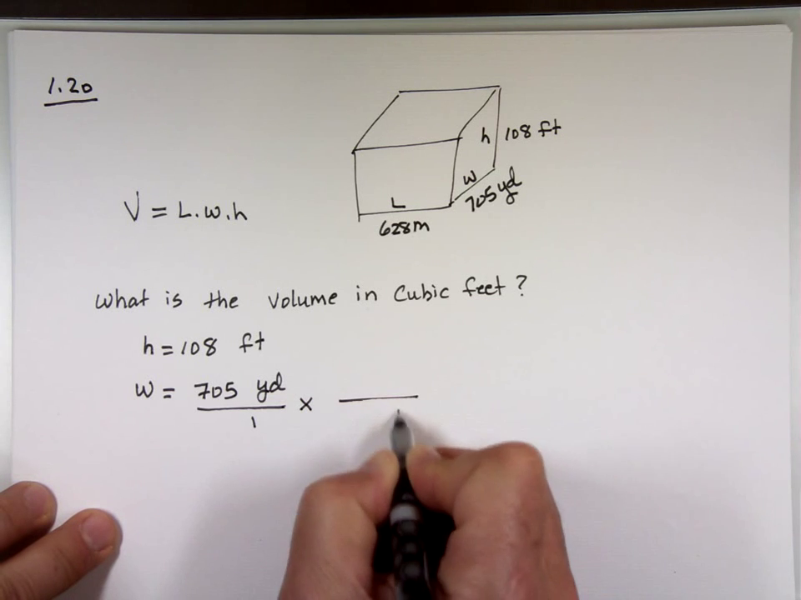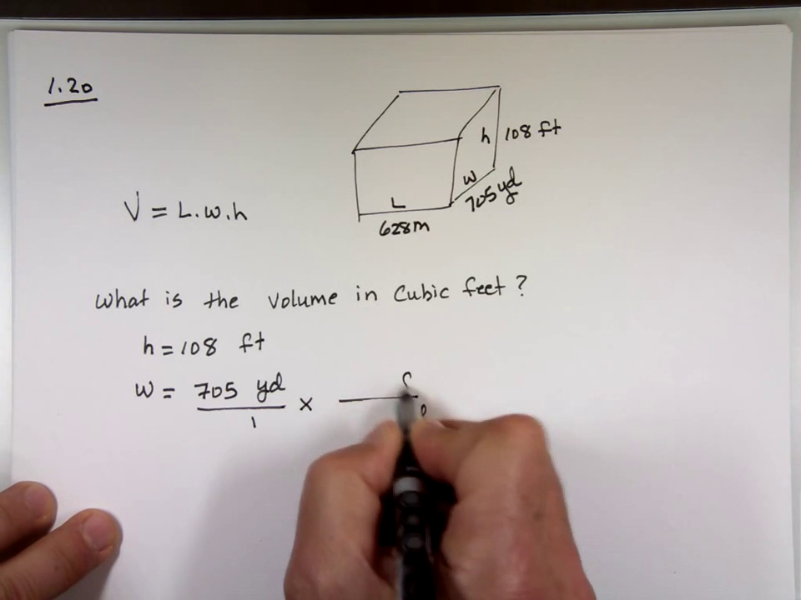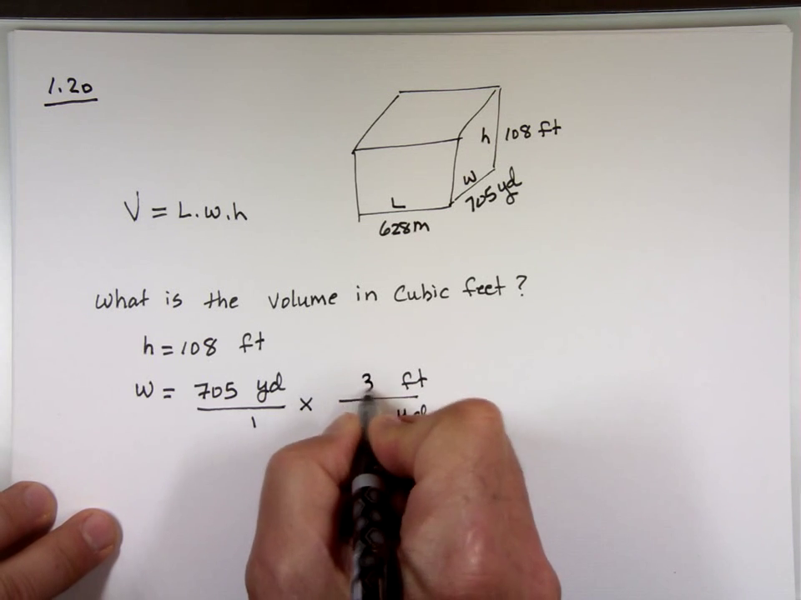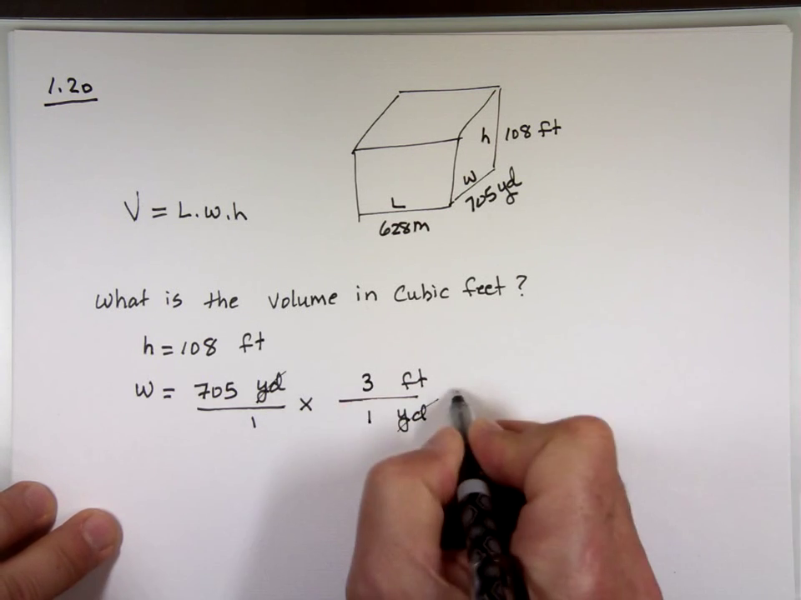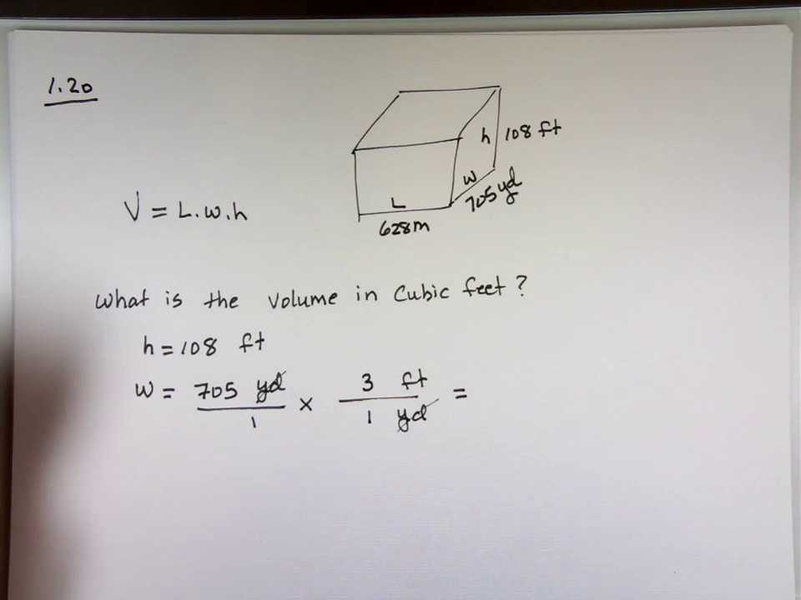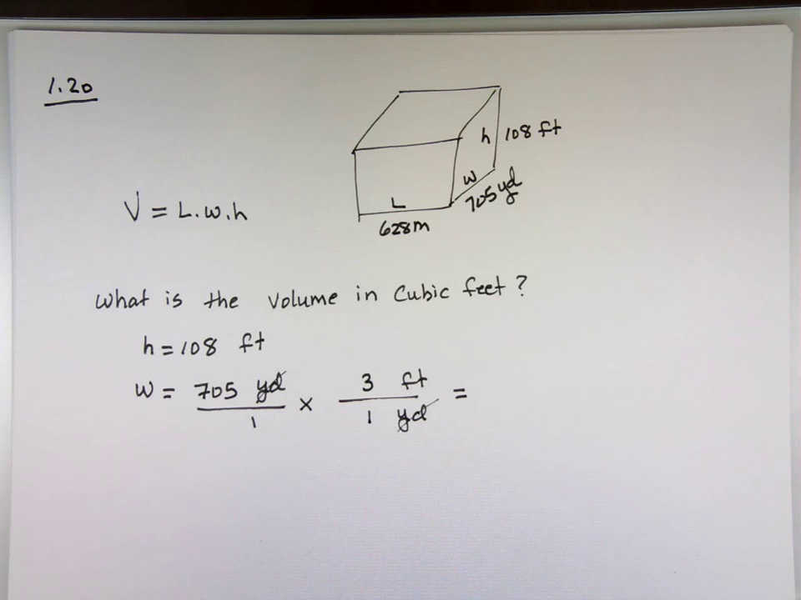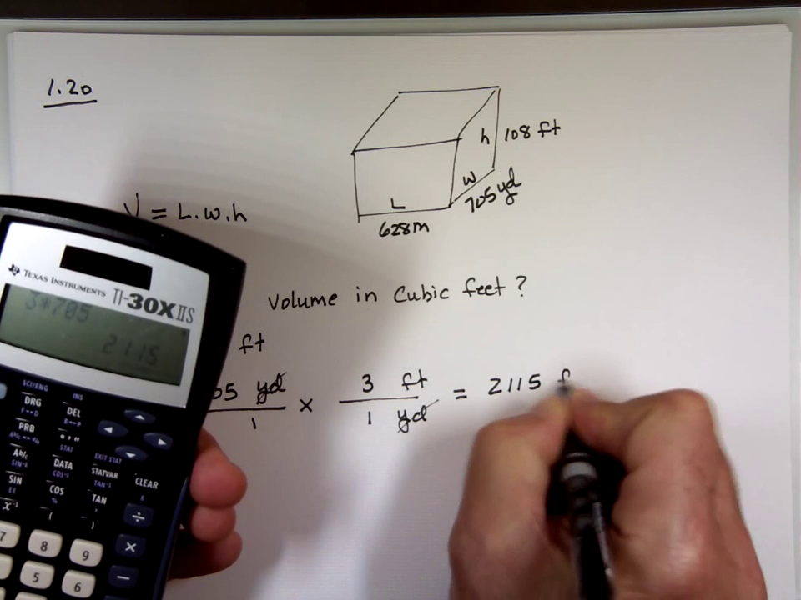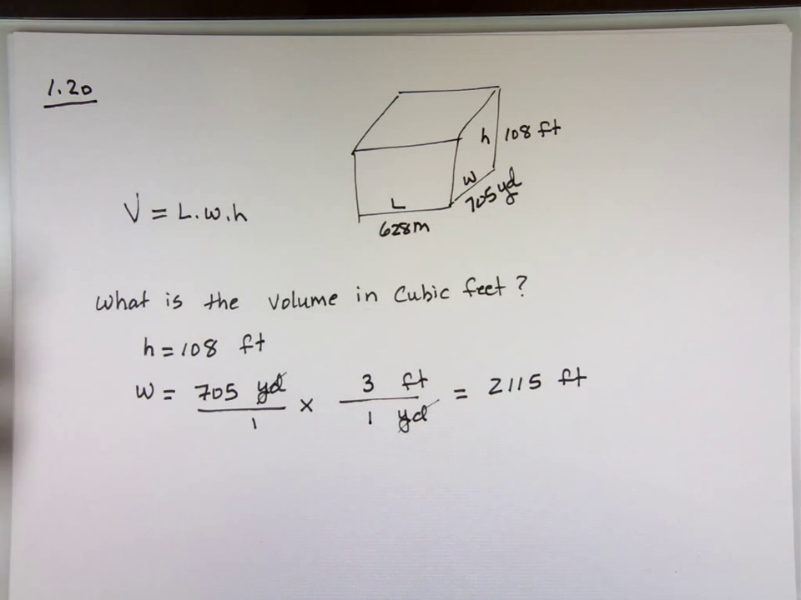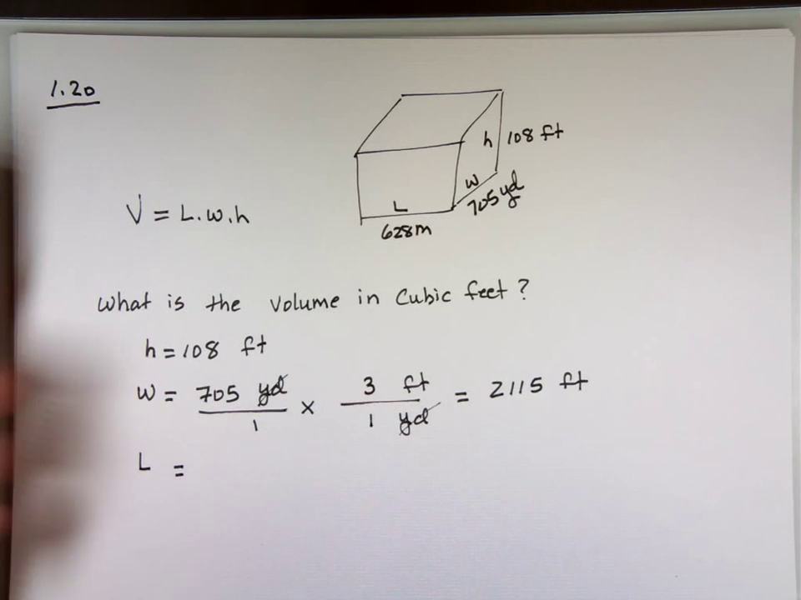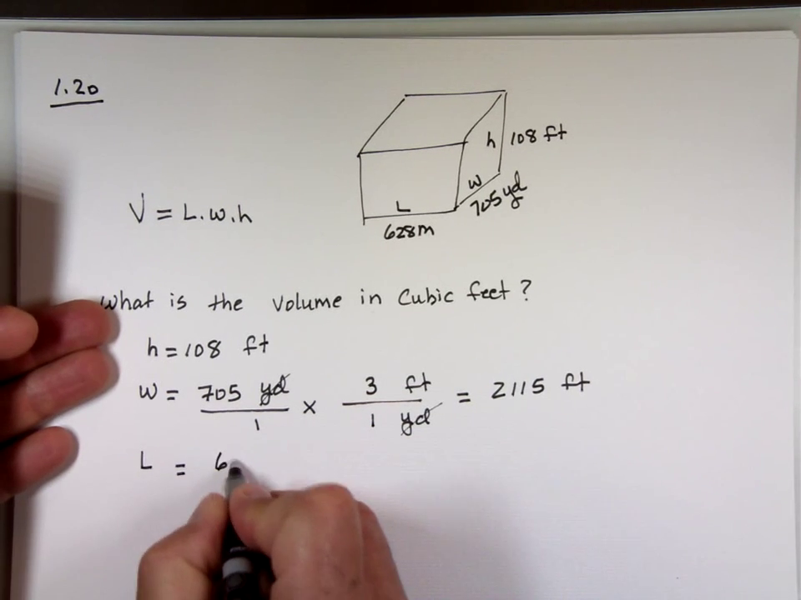We know the yard has how many feet? 1 yard has how many? 3. 3 times 705, because they're both on the top, you've got to multiply them. 2115 feet. Now the length is 628 meters.